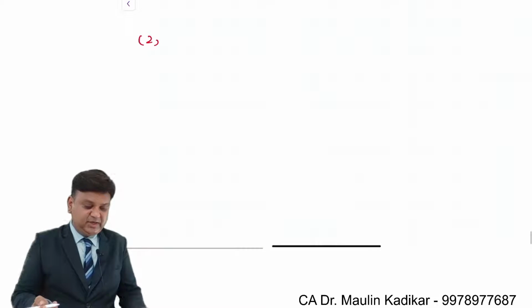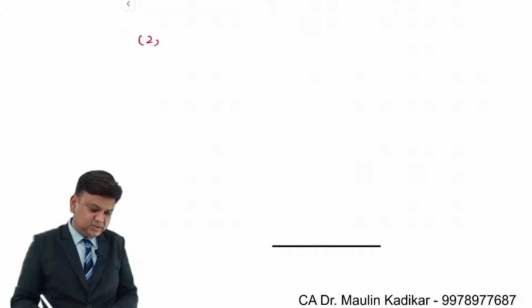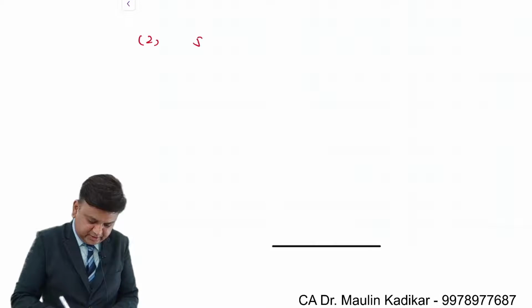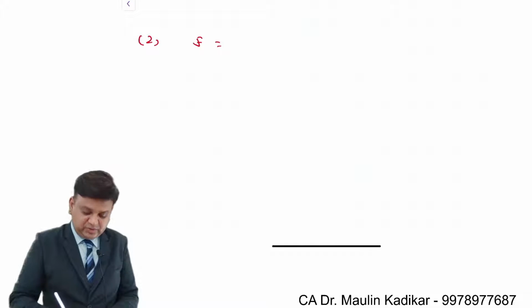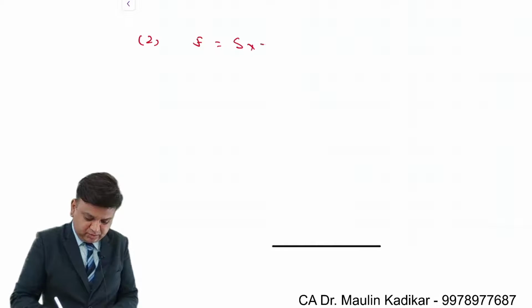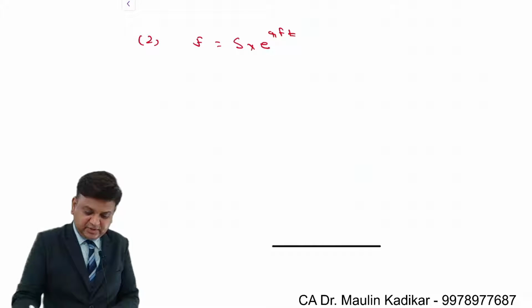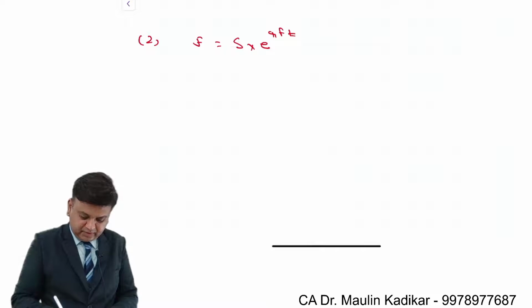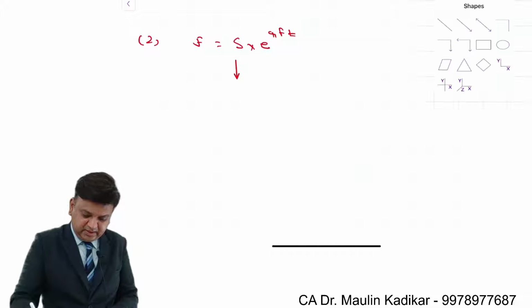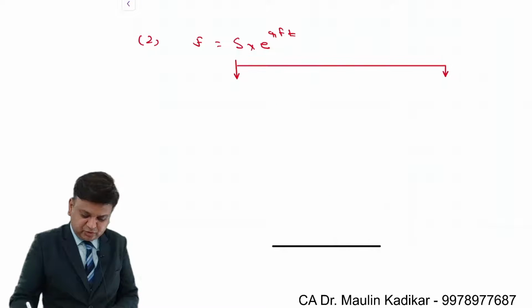The first question is the beta of the portfolio. Second question is calculation of the futures value. Futures value is equal to spot into e raised to rf into t. This is what we are required to do. One is for the month of May and another is for the month of June.